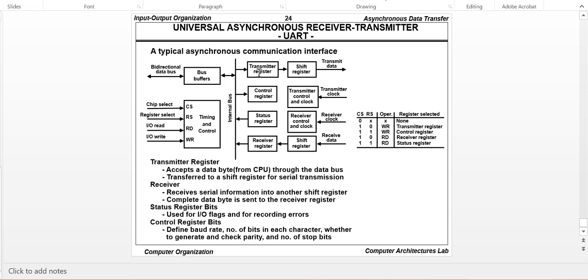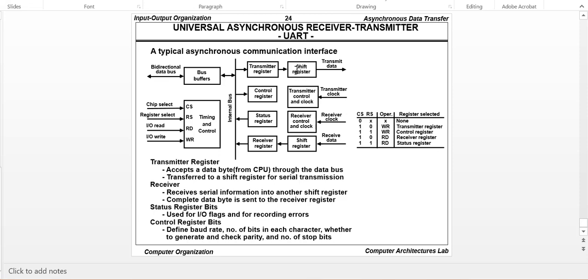Then, from the transmitter register, which is again a temporary register, the data goes to what is called a shift register. A shift register, for every clock pulse, is either a left shift register or a right shift register. Here, it will be a right shift register. For every pulse, each bit stored in the shift register will be moved one position to the right. That is what we want.